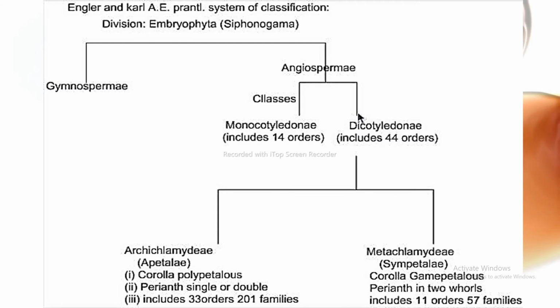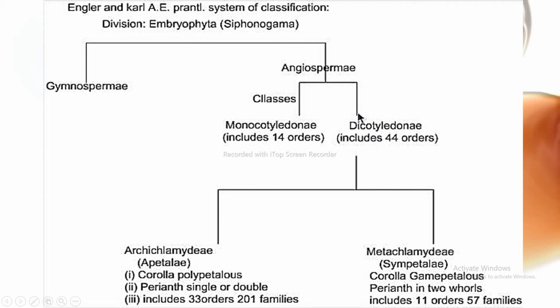Engler and Karl Prantl system of classification. This is the division Embryophyta, which is also called Siphonogamma. Siphonogamma is divided into Gymnospermy and Angiospermy. And Angiospermy is further divided into classes. Monocotyledons includes about 14 orders and dicotyledons includes 44 orders.